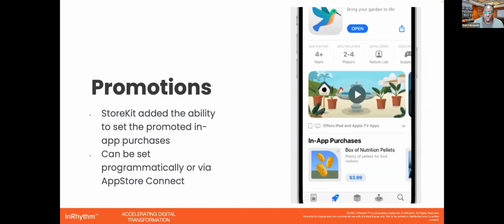So let me talk a little bit about promotions. This is pretty cool. Apple has offered developers a way to specify which product should be promoted in the App Store, and they appear right below the description of the actual app. You could decide which ones you want to display programmatically, or you could do it via App Store Connect. So I thought this was pretty cool.